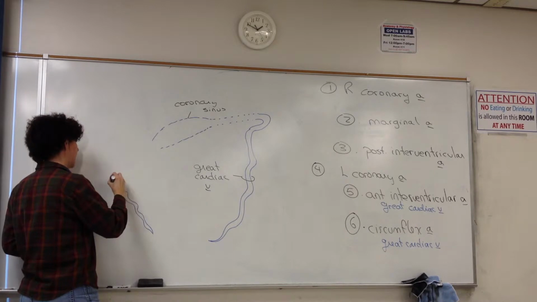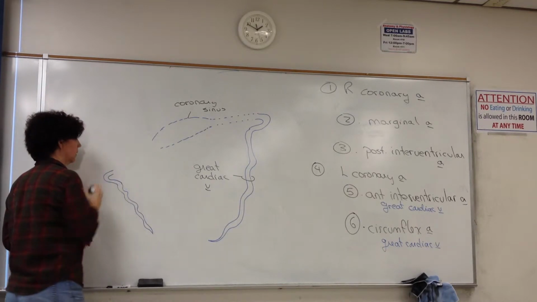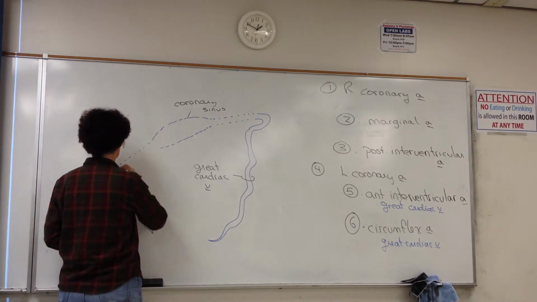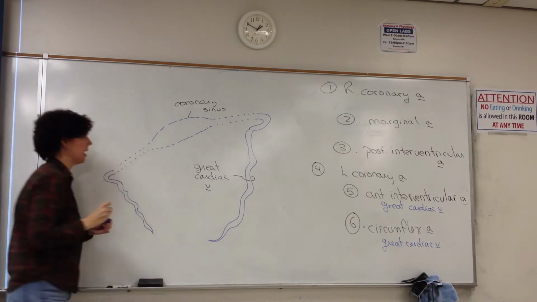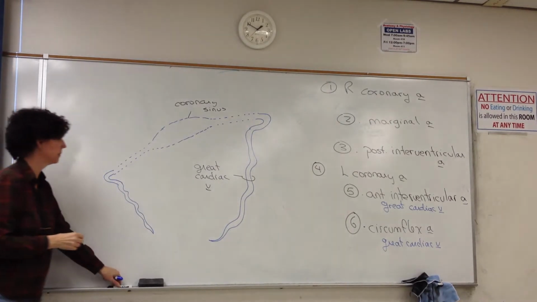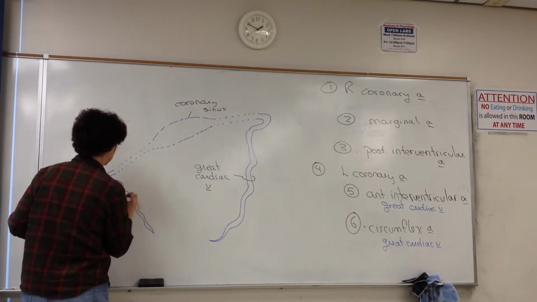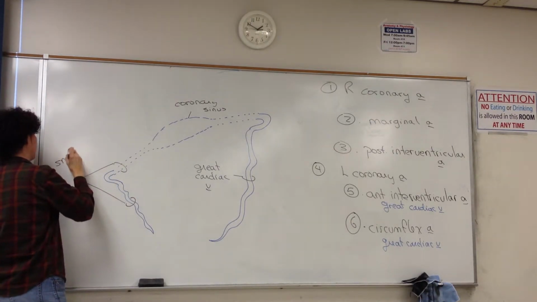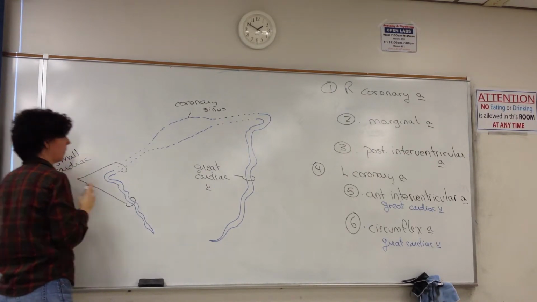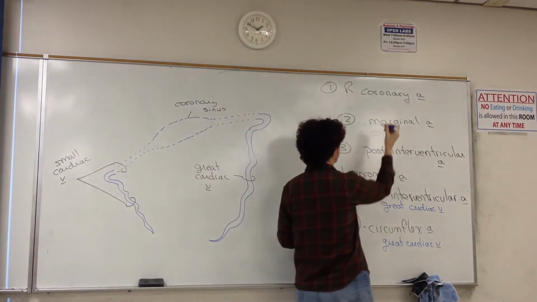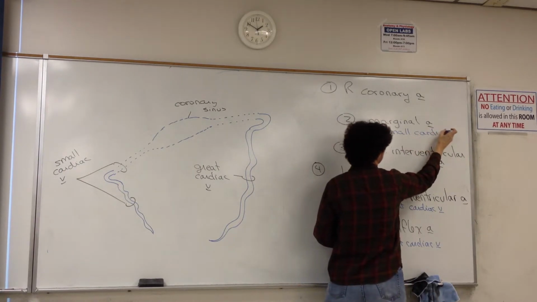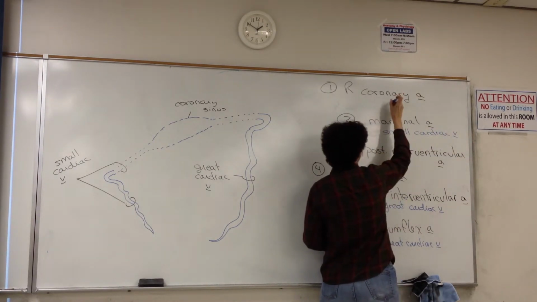It will make a right angle turn following the right coronary artery and drain into the coronary sinus. So we're going to find that with the marginal artery. And with the right coronary.